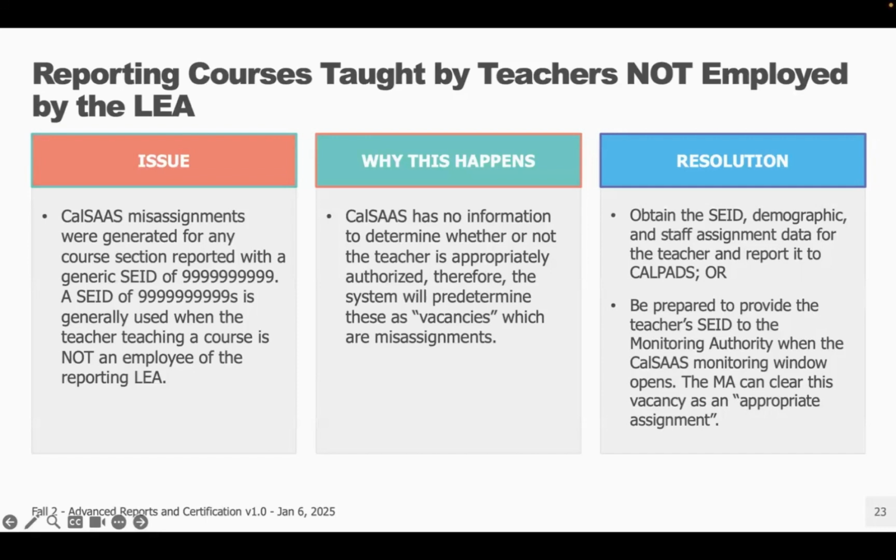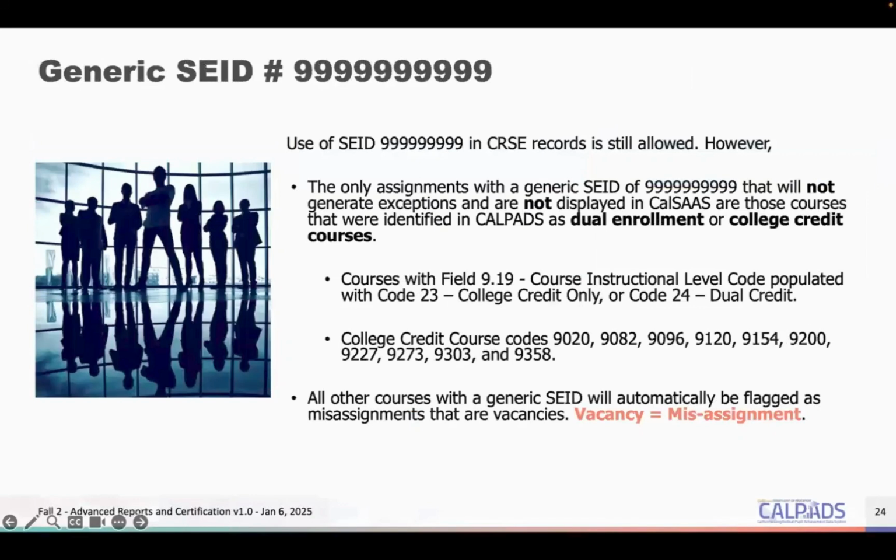So the solution would be to obtain the SEID and report the staff demographics and the staff assignment data for the teacher to CalPADS. That would be ideal. Or provide the teacher's SEID to the monitoring authority when the CalSAAS monitoring window opens, and the MA can clear this vacancy as an appropriate assignment.